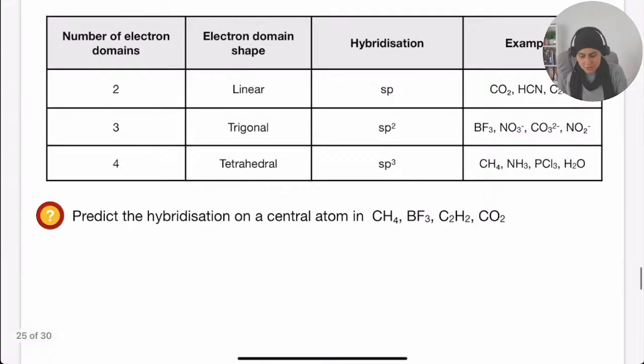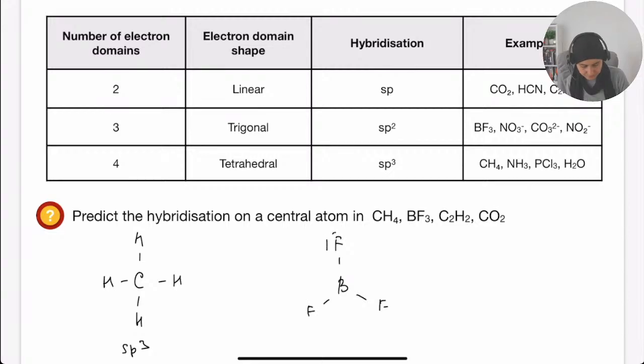Let's try. If we have CH4, I draw the Lewis structure, and hybridization around the carbon atom would be sp4. I mean sp3, because it has four domains. Carbon has 1, 2, 3, 4 electron domains, so it's sp3 hybridization. Now if it's BF3, I draw the Lewis structure. They ask for hybridization around the central atom, so around boron. I have 1, 2, 3 electron domains, so sp2 hybridization.